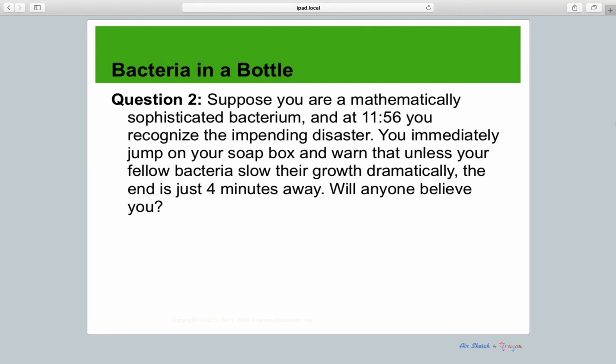Okay. So suppose that you're a mathematically sophisticated bacterium, and at 11:56 you recognize the impending disaster. You immediately jump on your soapbox and warn that unless your fellow bacteria slow their growth dramatically, the end is just 4 minutes away. Will anyone believe you? All right, and so the answer to this one is going to be not likely.